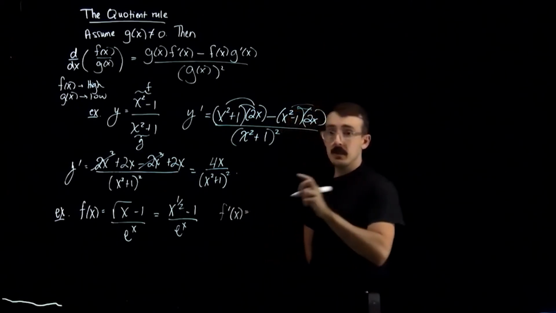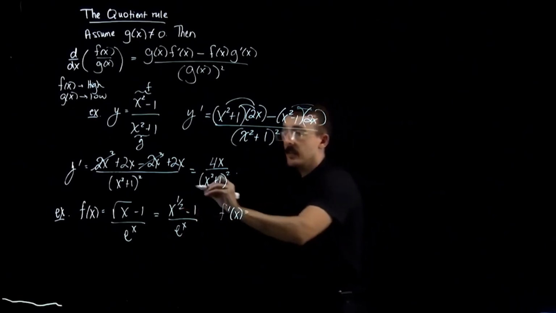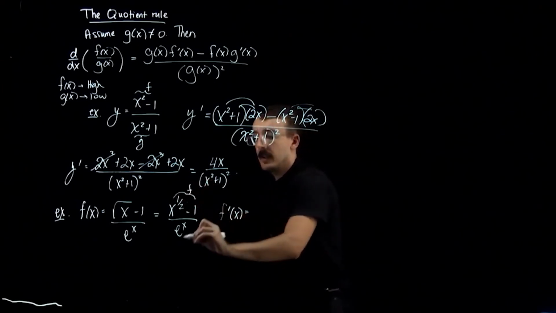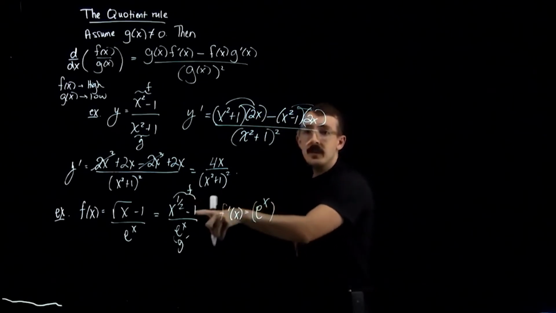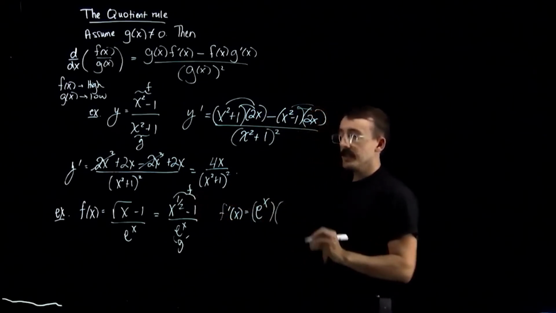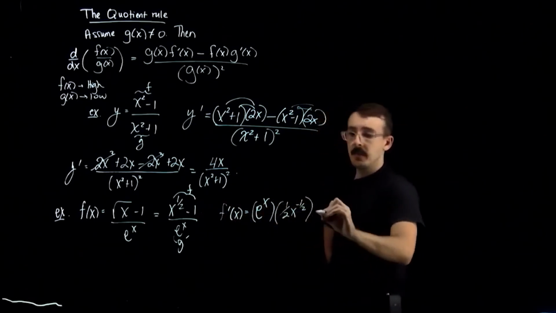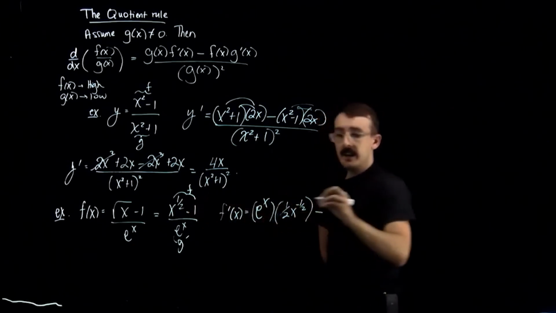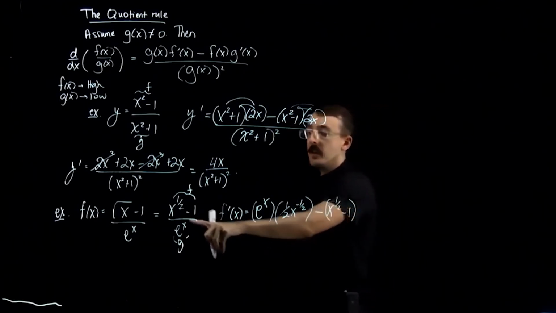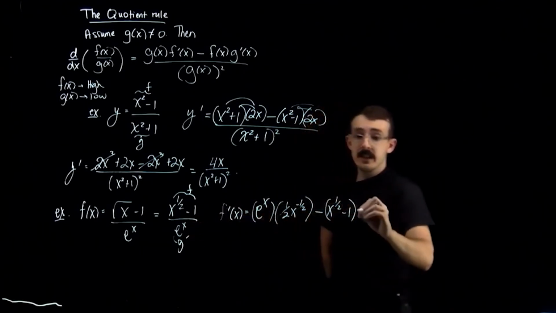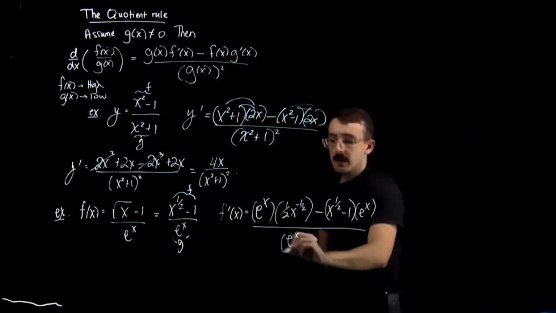So I'm going to straight up just do it right away. It's going to be low d high. So if you call this one f and this one g, it's going to be low, which is e to the x. The derivative of the numerator is going to be 1/2 x to the negative 1/2. Derivative of a constant is just 0, minus high, which is x to the 1/2 minus 1, d low. We talked about the derivative of e to the x is just e to the x in the last video. This is all over low squared.